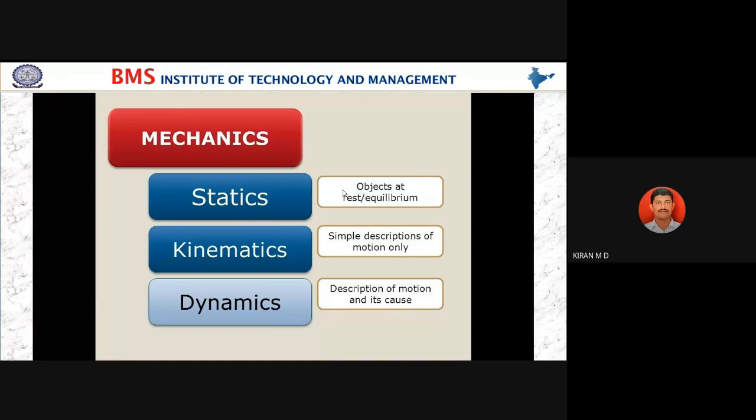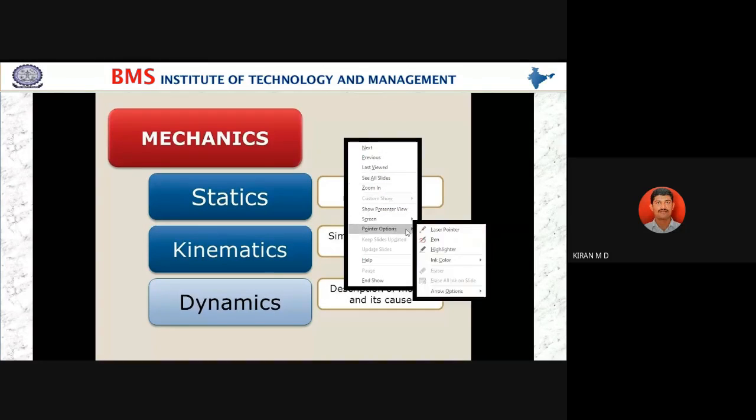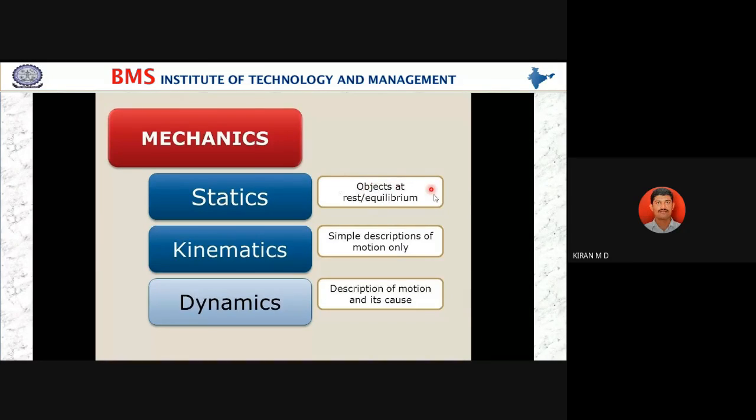You can see here, static analysis is for an object at rest or in an equilibrium condition. We are not considering any motion or any fluctuation of the loads. We just consider that the object is at rest, or in an equilibrium condition. There we analyze the object, and that we call static analysis.